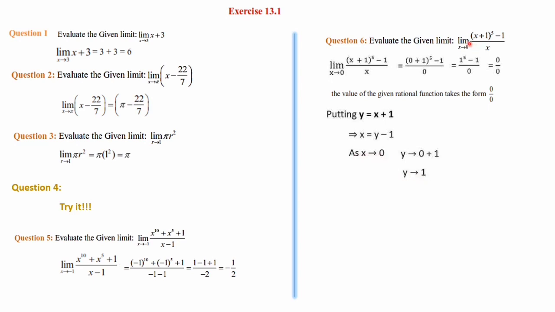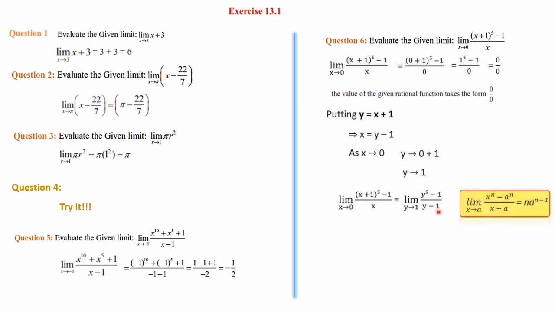What change is coming, that you have to find out when you substitute with a different variable. So limit x tends to 0, x plus 1 the whole power 5 minus 1 by x is equal to, this x plus 1 you have replaced with y. So y power 5 minus 1 by y minus 1 is our new function. That time the limit is changing as y tends to 1. That change we have to calculate before. So limit y tends to 1, y power 5 minus 1 divided by y minus 1.